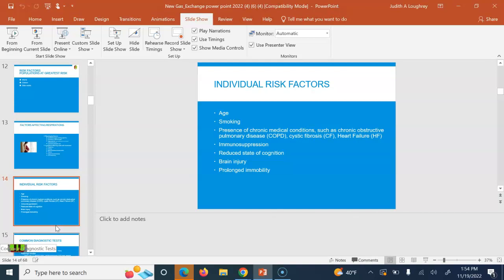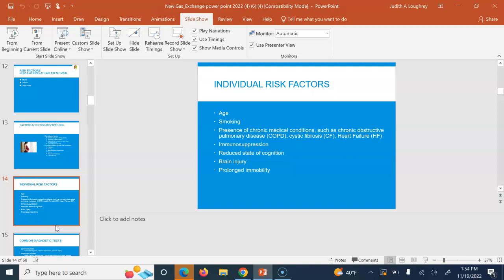Individual risk factors include age and smoking. Smoking, I always stress, is just not a positive trait to have and is very damaging to the body. And it's not just smoking tobacco. Other methods of breathing in smoke and polluting the lung include smoking marijuana, smoking any type of smoke, being exposed to smoke outside, things like that can be damaging.